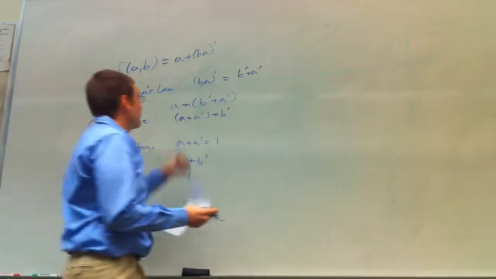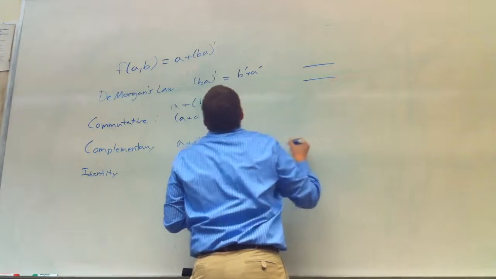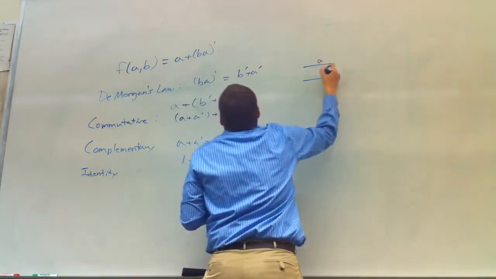So if I drew this original function out as a circuit, so we have A and B.